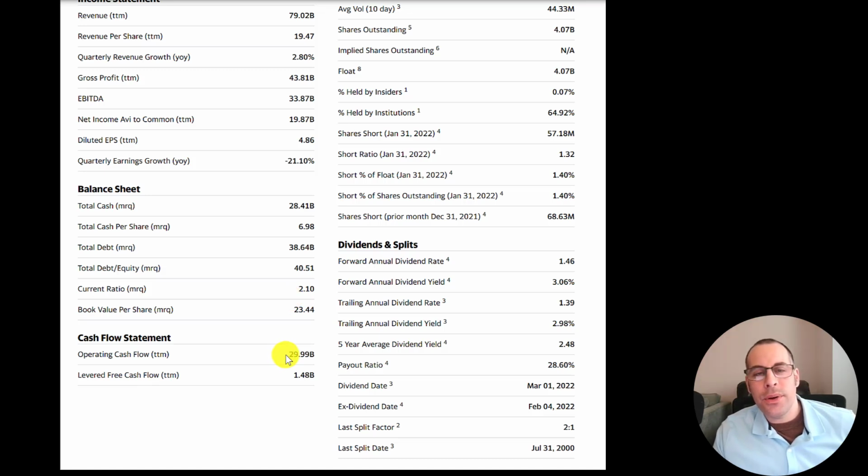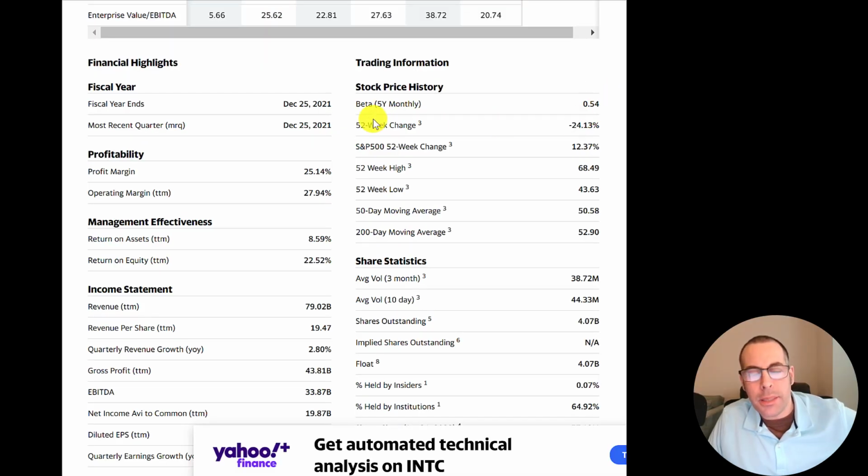Their operating cash flow in 2021 was $30 billion. That's how much cash the company has remaining after running its day-to-day business. Levered free cash flow is cash flow from operations minus capital expenditures. Unlevered free cash flow is the same number, but you add back the interest the company pays on their debt. We talked about beta already on the summary page.